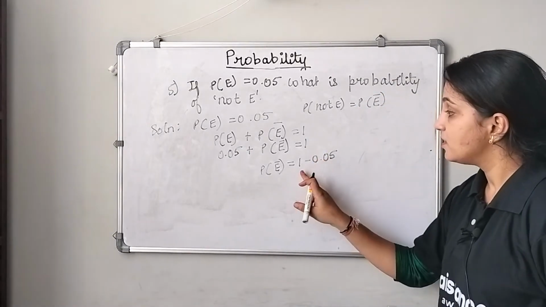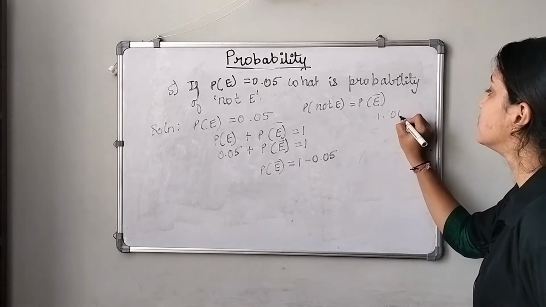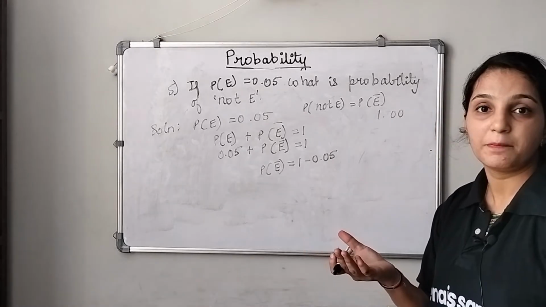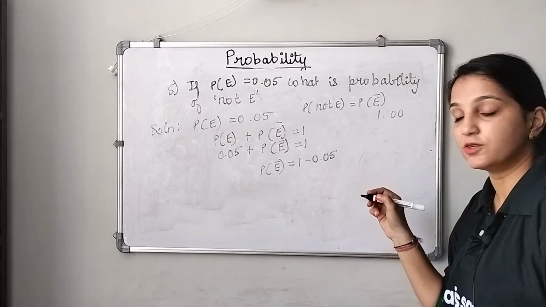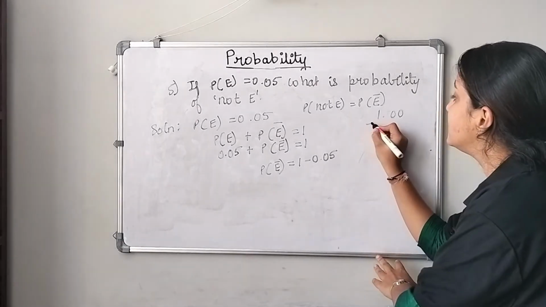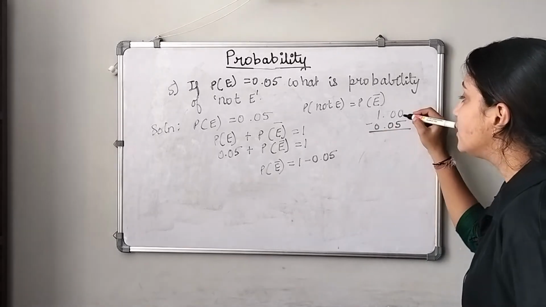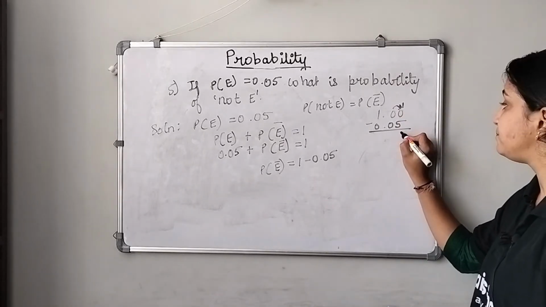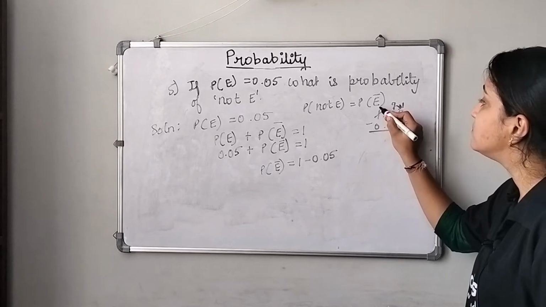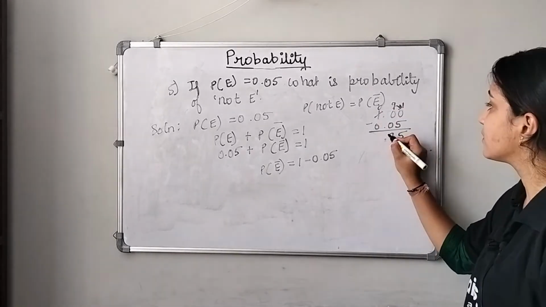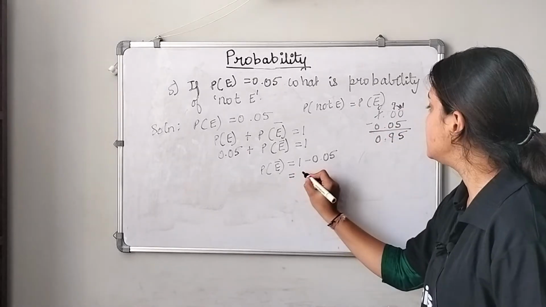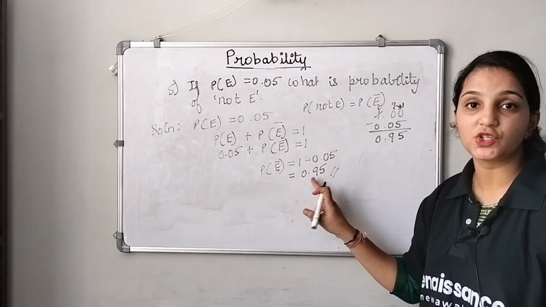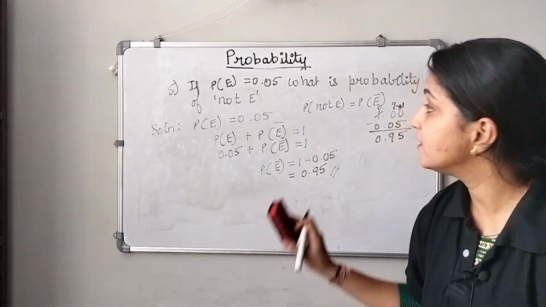Now these are decimal numbers. How can we write 1? As 1.00. Because when we buy something from the market, suppose a 15 rupee pack, it is written 15.00. In the same way we can write 1.00 here, minus 0.05. We cannot subtract 5 from 0, so we take 1 here. So 10 minus 5 becomes 5. Now this becomes 9 and this becomes 0. 9 minus 0 is 9 and 0 minus 0 is 0. So this will be 0.95. So the answer for P of E bar, that is, not E, is 0.95. We are done with the fifth question.